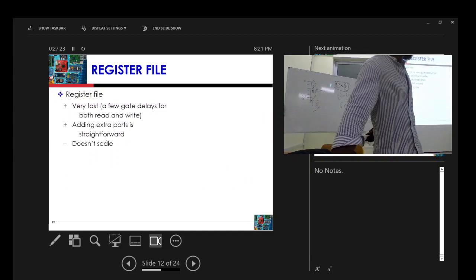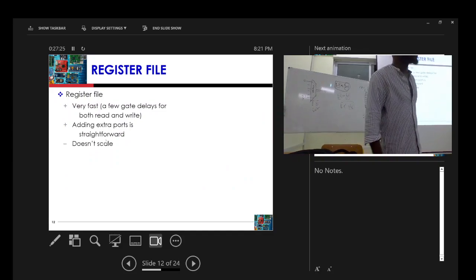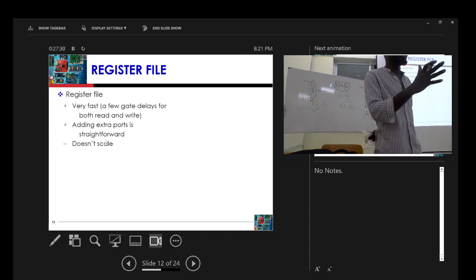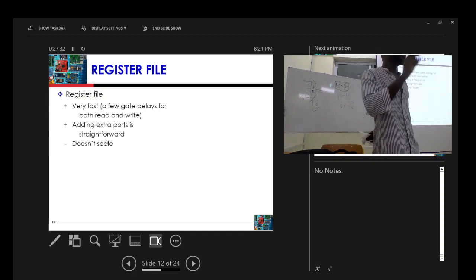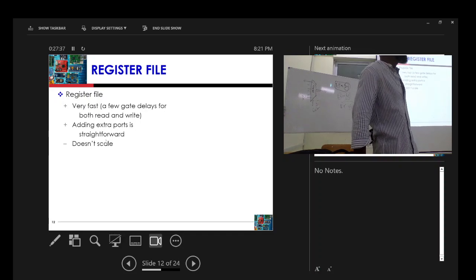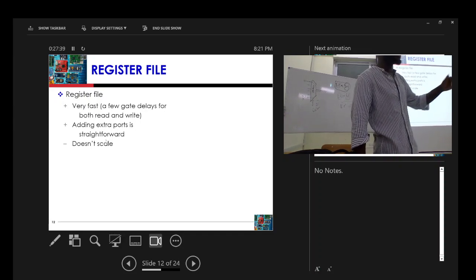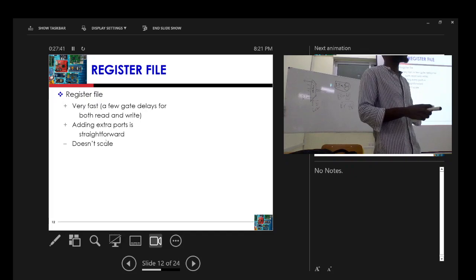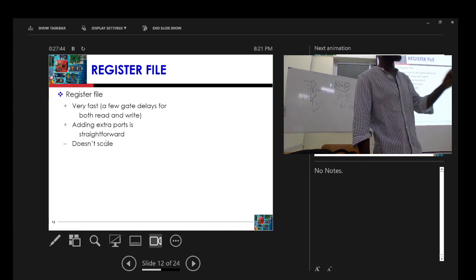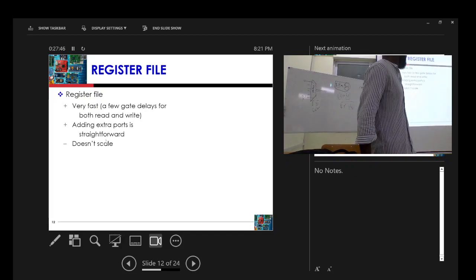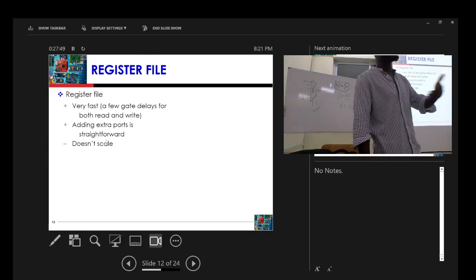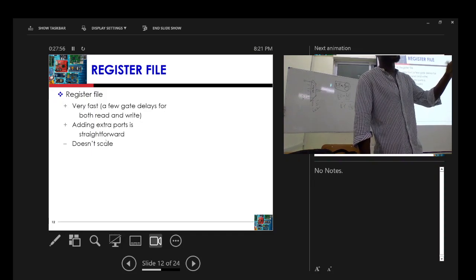Alright, so the most important thing is that this register file is just memory, but it's storing very limited data, only 32 of them. Since it's storing very limited data, it's very fast to read from a location and to write to a location, because there are just a few registers inside. Now, if you want to add an extra read port, you just need another multiplexer, very easy to add.